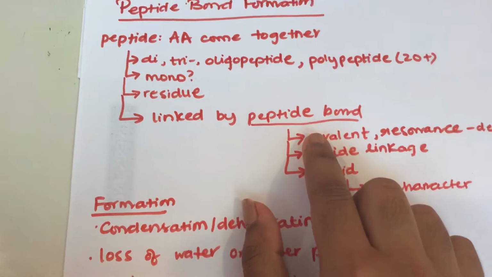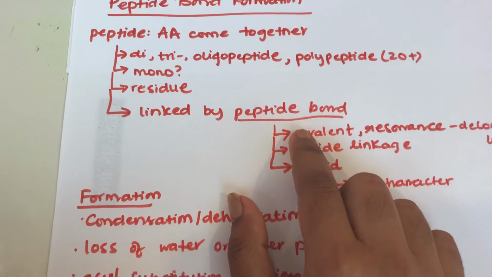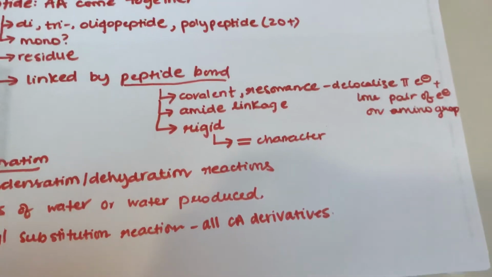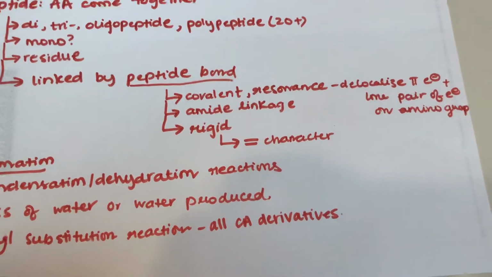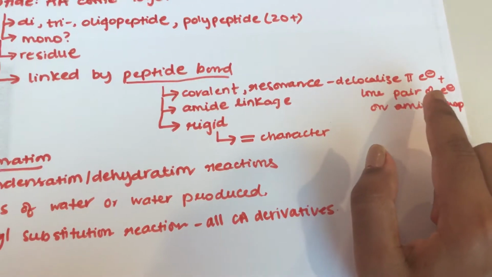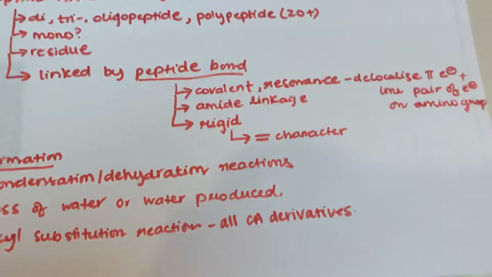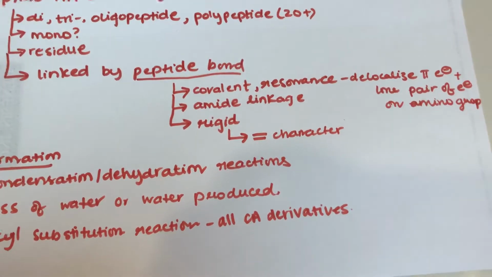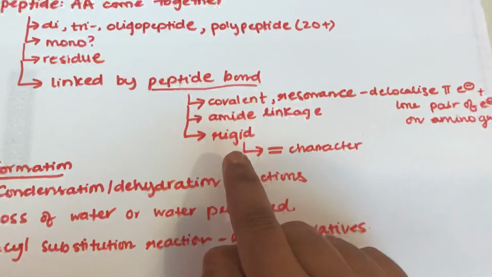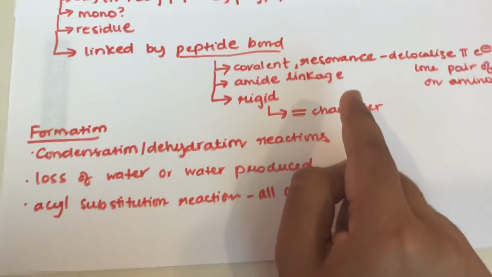Two amino acids are linked to each other by a bond called a peptide bond, which is a type of amide linkage. It is a type of covalent bond, and as we'll see in the mechanism, there is also resonance because there are delocalized pi electrons plus the lone pair of electrons from the amino group, which allows for the bond to be on the carbonyl carbon and the amino group next to it. The bond is rigid because it displays a partial double bond character, as we'll get into.